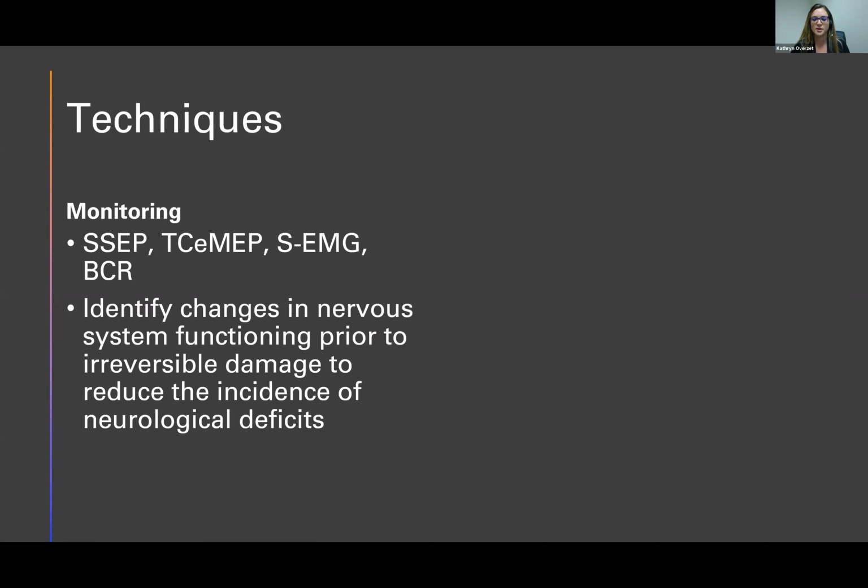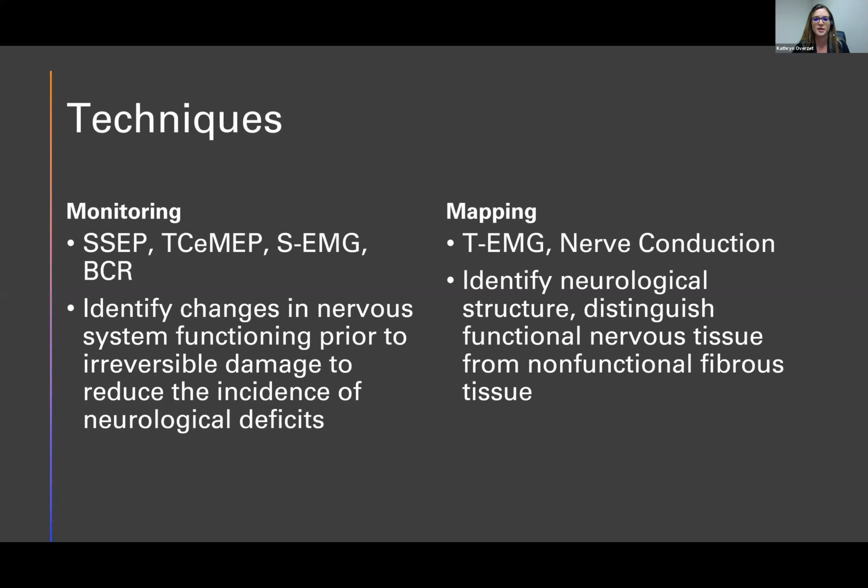There are 2 techniques that we employ. If you're already doing intraoperative neurophysiological monitoring, you know there are 2 main things that we accomplish in the OR. Monitoring encompasses somatosensory evoked potentials, motor evoked potentials, spontaneous EMG, and the BCR, to identify changes in nervous system functioning, hopefully always prior to any irreversible damage. And then mapping, where we're looking at triggered EMG or nerve conduction to identify neurological structures and physiological changes that might be occurring in the surgery, to distinguish functional tissue from non-functional tissue.